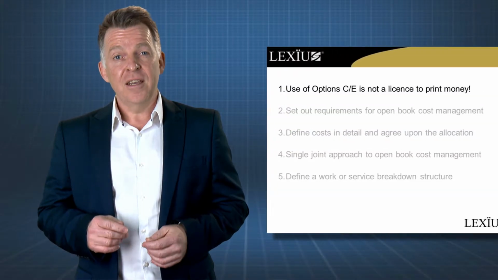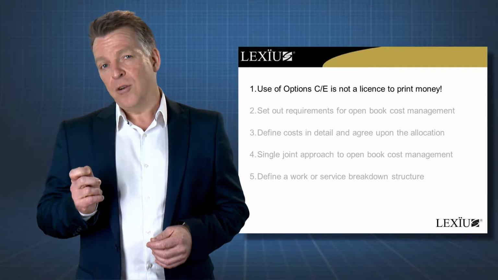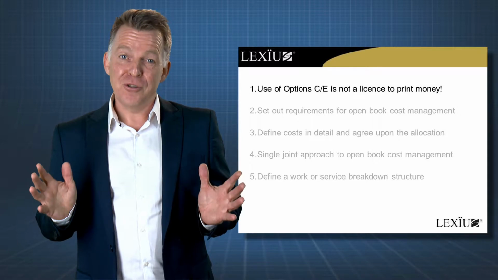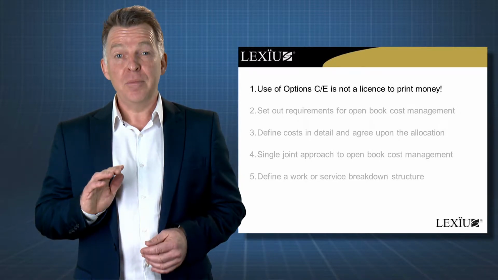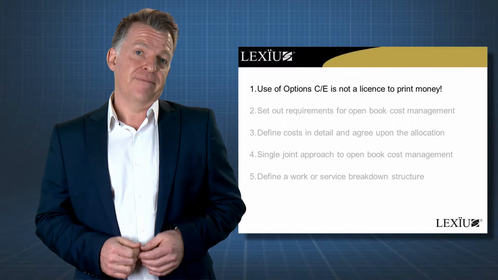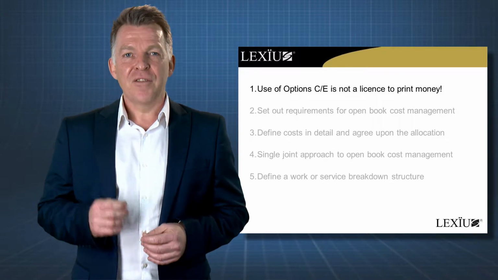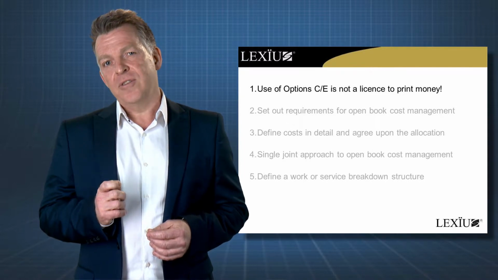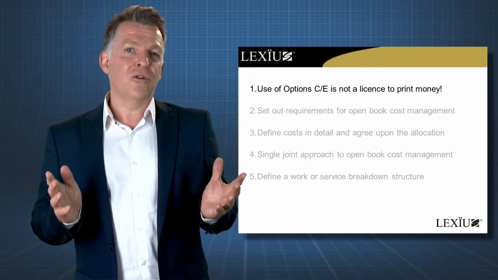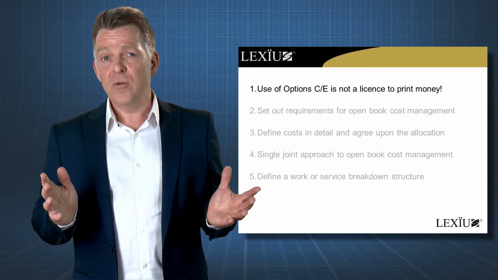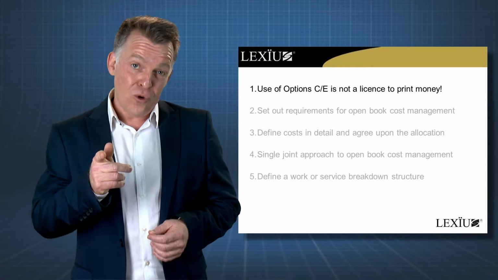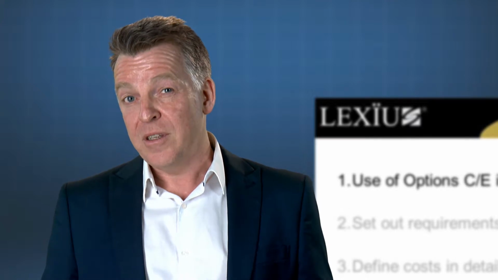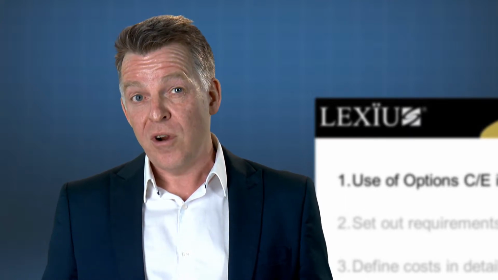Now the first key is to recognise that use of main option C and E should not be a licence to print money. Cost reimbursable options are a sensible choice if a premium is otherwise paid for risk. It's my concern that the schedule of cost components in the NEC does not provide for a clear definition of cost, and it's also not clear how cost is allocated between different components. A lot is left to your interpretation. And if you don't address this risk, it's quite possible a difference or dispute will arise.